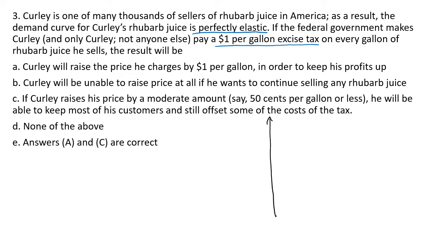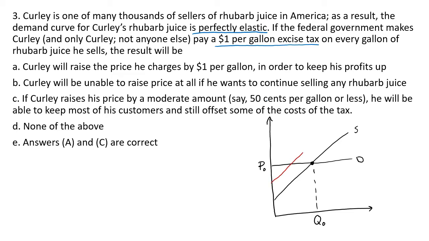So when we draw our picture, we now know that the demand for Curly's rhubarb juice is perfectly elastic. That means it's shaped like this. We don't know what a supply curve looks like, but we'll draw it upward sloping like that. And this here is the price for the juice and the quantity purchased. Now with this $1 per gallon tax, that's going to increase his marginal cost or decrease the supply by $1, right?